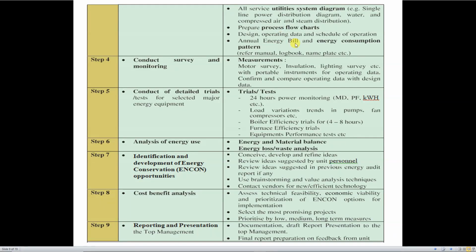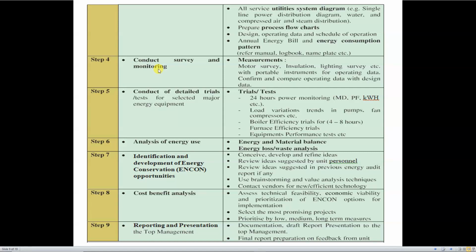Next is annual energy bill and energy consumption pattern. These are the data, or the things, which are the result of step number 3. Now step number 4 is conduct survey and monitoring. This is a very important case, and it comes under targeted energy audit. Suppose you are going to survey or audit a particular motor which has a very high capacity, but it is consuming very high energy.